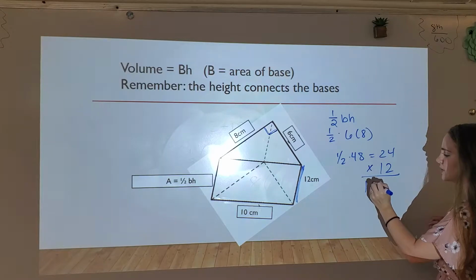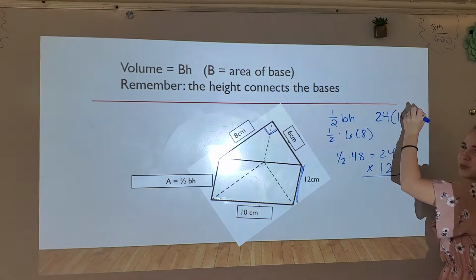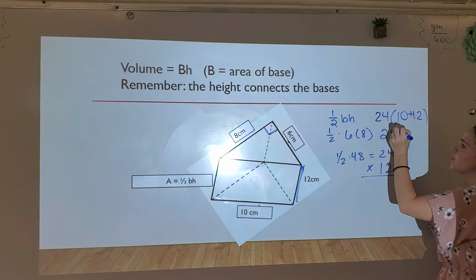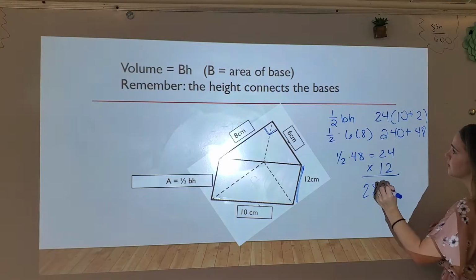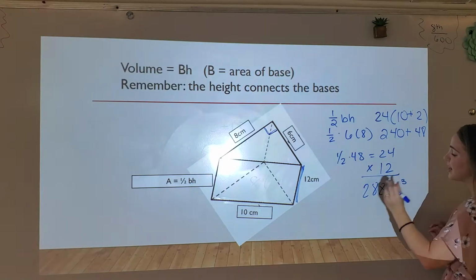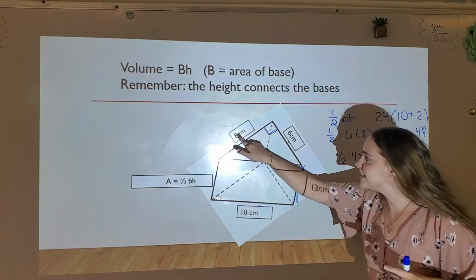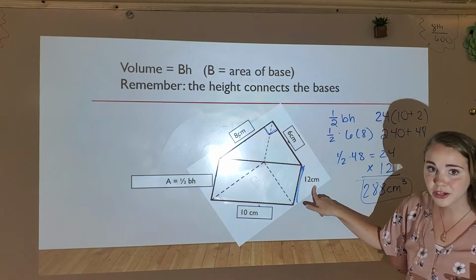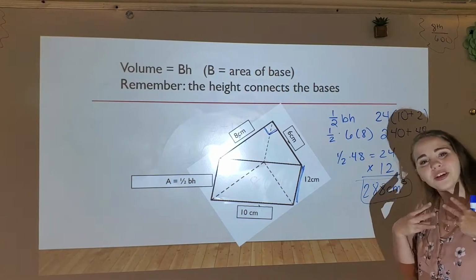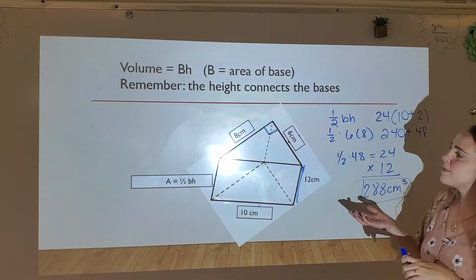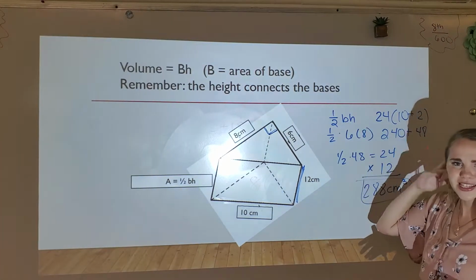I could just do this: distributive property again. 240 plus 48, 288. And because it's volume, we use centimeters cubed. I want you to also think mathematically: centimeters times centimeters times centimeters, that's centimeters cubed. So we're in 3 dimensions now. That's our first example. Just find the area of the base, and then multiply by the height.